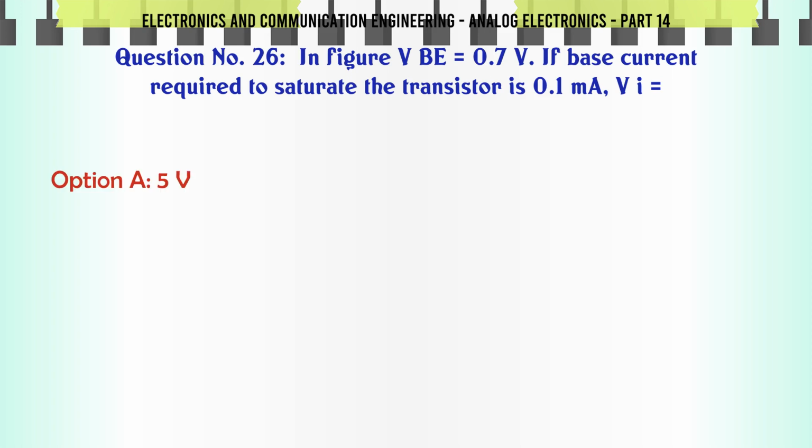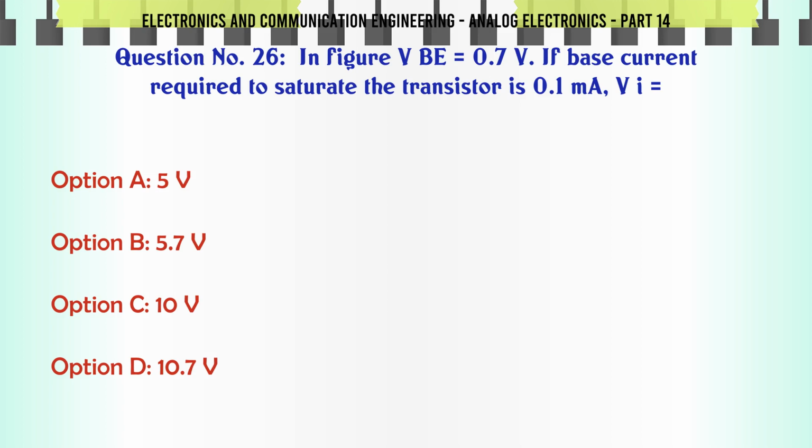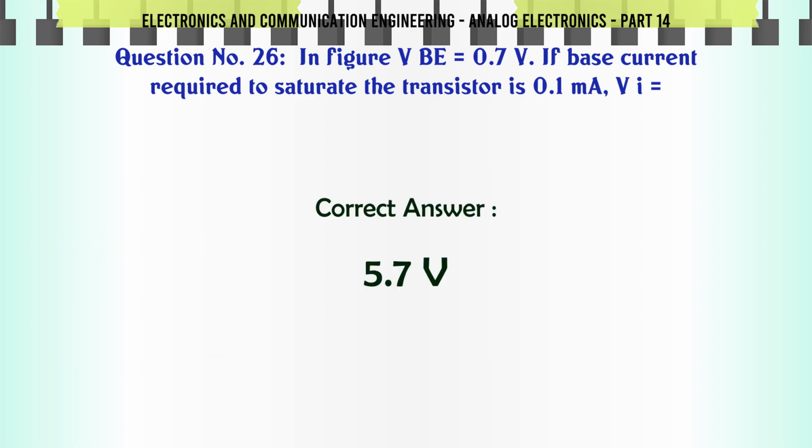In figure, VBE 0.7V, if base current required to saturate the transistor is 0.1 mA, Vi is A. 5V, B. 5.7V, C. 10V, D. 10.7V. The correct answer is 5.7V.